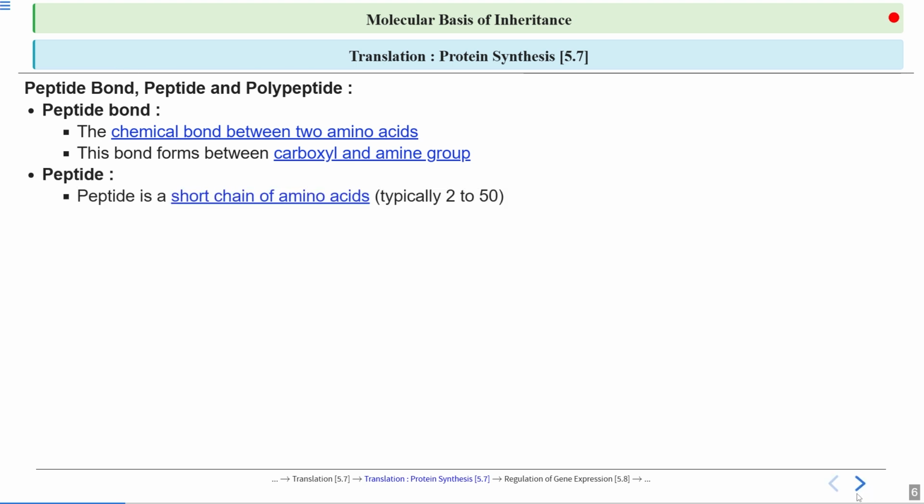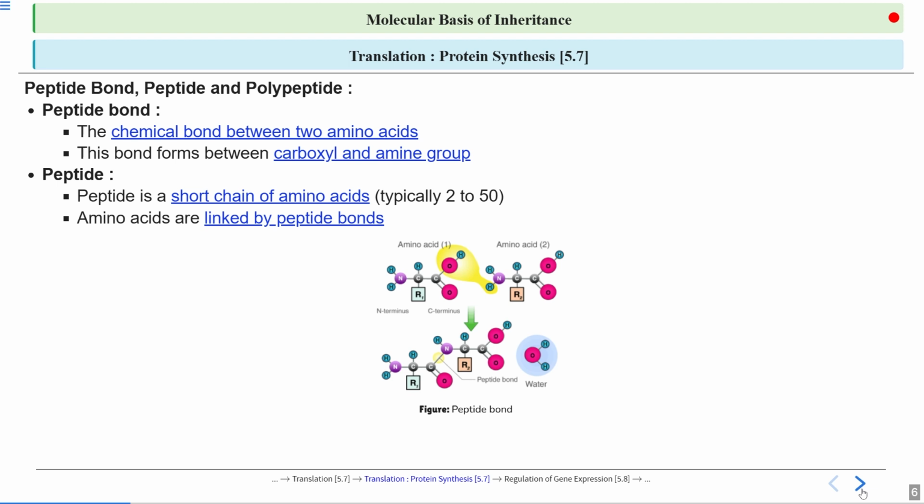If you talk about a peptide, what is a peptide? A peptide is a short chain of amino acids, typically from 2 to 50 amino acids. Amino acids are linked by peptide bonds. So here you guys can see, as I told you, how this peptide bond forms: the carboxylic group of one amino acid at the C terminus forms a bond with the amine group of another amino acid at the N terminus.